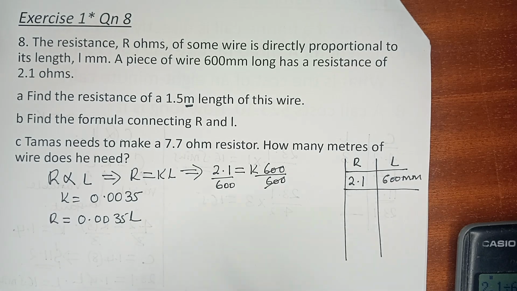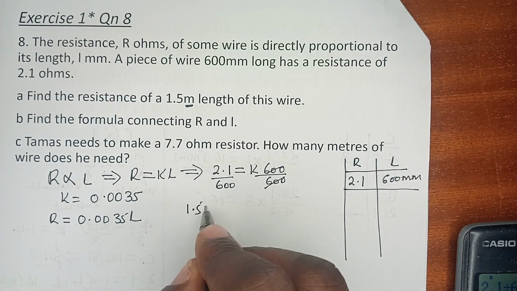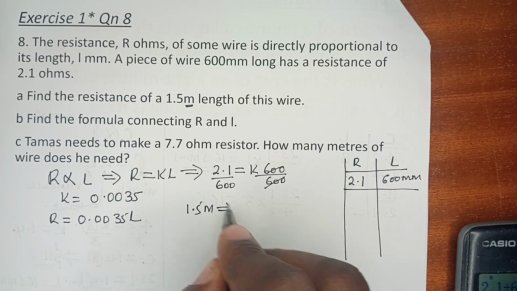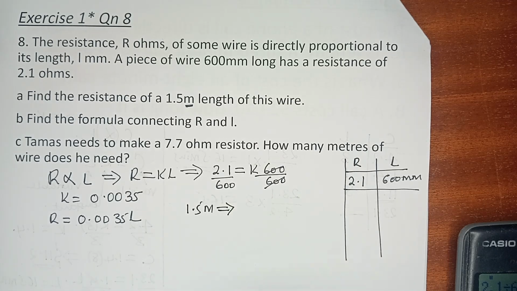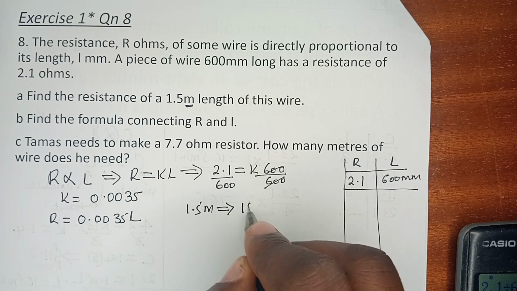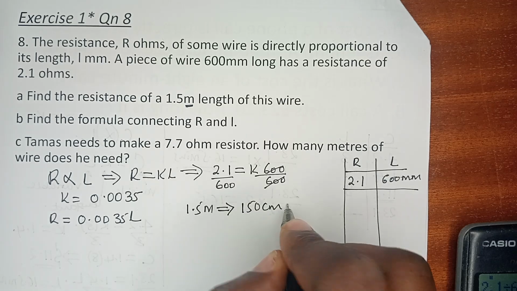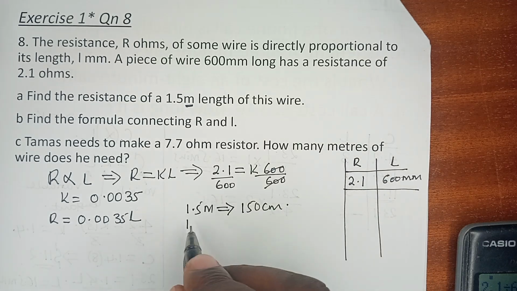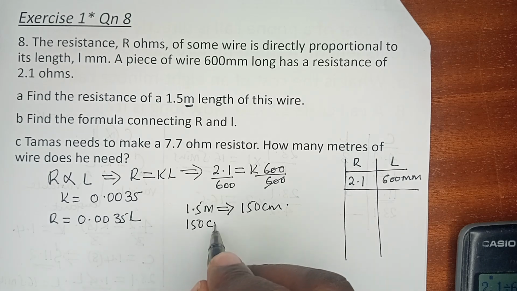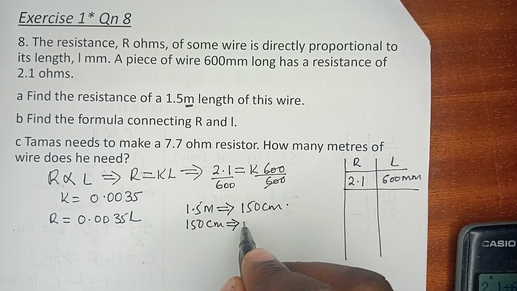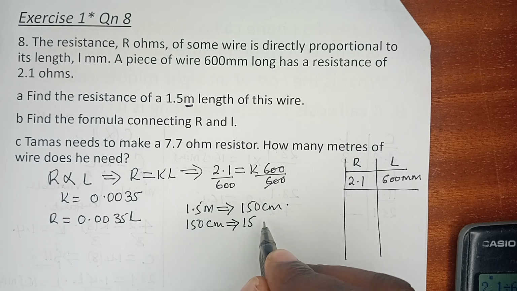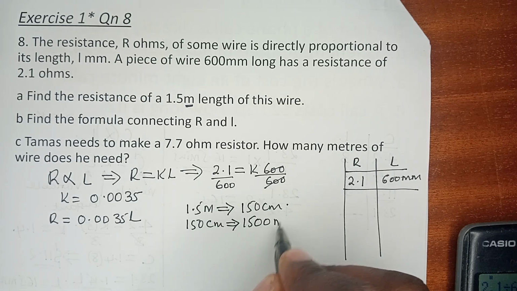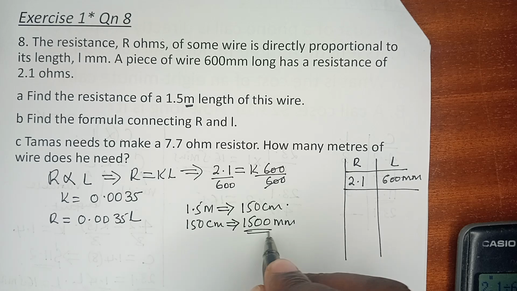We know in 1.5 meters, to make this centimeters, we multiply by 100. So 150 centimeters. To make centimeters into millimeters, we multiply by 10. We have 1500 millimeters. So in other words, 1.5 meters is equivalent to 1500 millimeters. And this is what we are going to work with.